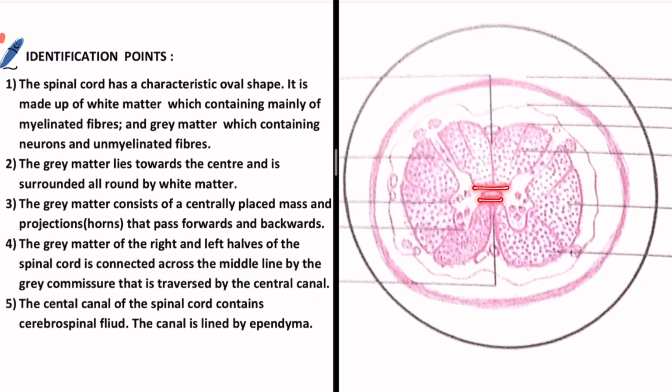This is the grey commissure through which the grey matter of right and left side communicate. This grey matter is transversed by the central canal. The central canal of the spinal cord contains cerebrospinal fluid. The canal is lined by ependyma. So through this central canal, the cerebrospinal fluid is supplied to the spinal cord.